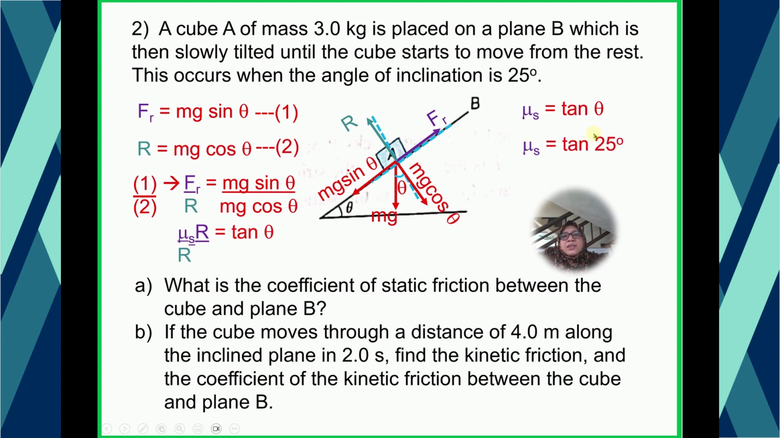So mu s is tan 25 degrees, since the angle given is 25 degrees. You get mu s equals 0.47. So this is the answer for A. Okay, next we do question B.